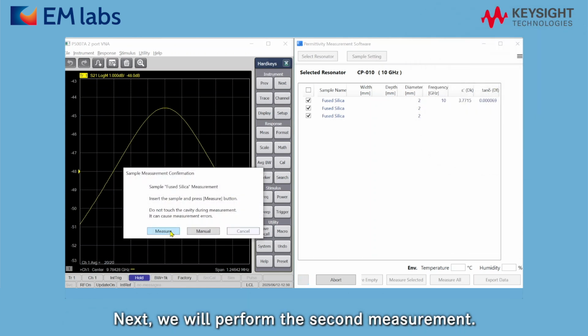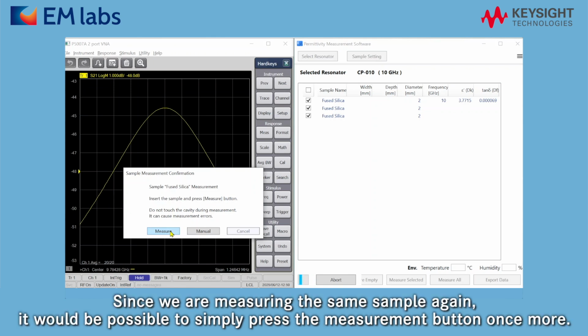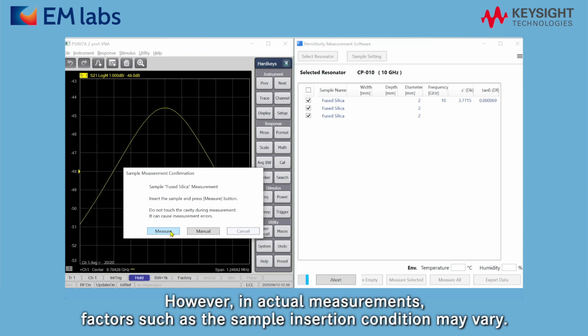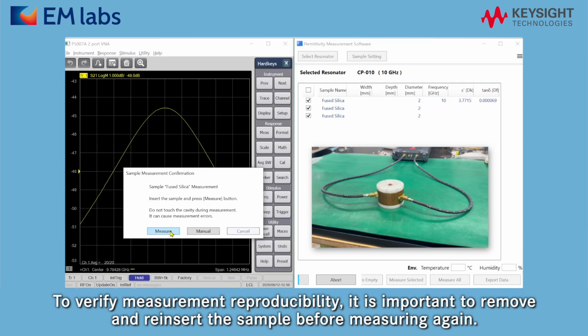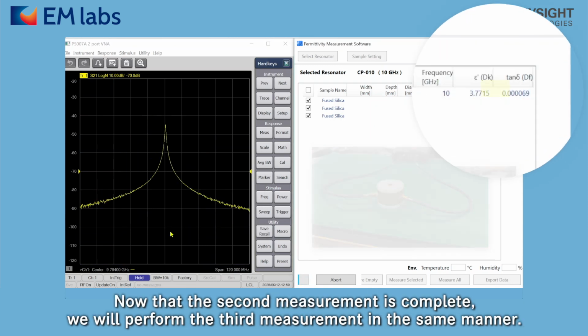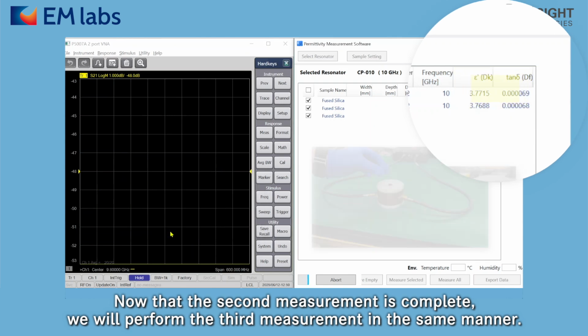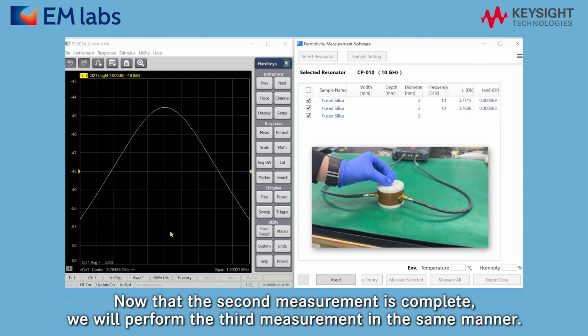Next, we will perform the second measurement. Since we are measuring the same sample again, it would be possible to simply press the measurement button once more. However, in actual measurements, factors such as the sample insertion condition may vary. To verify measurement reproducibility, it is important to remove and reinsert the sample before measuring again. Now that the second measurement is complete, we will perform the third measurement in the same manner.